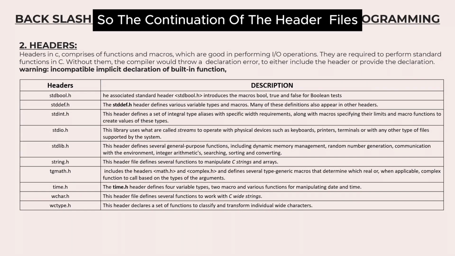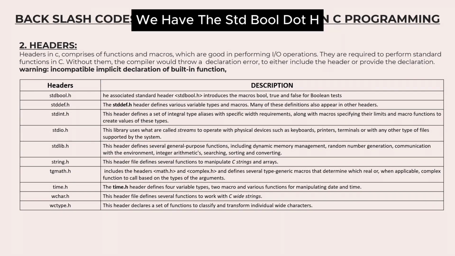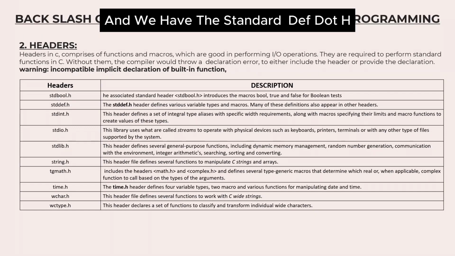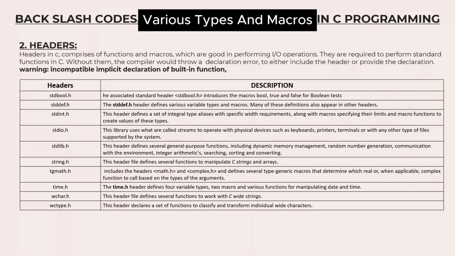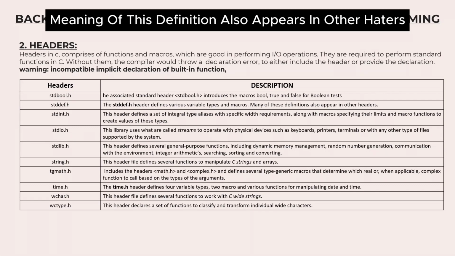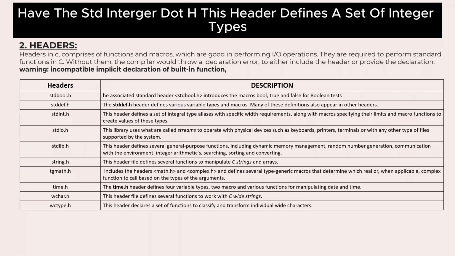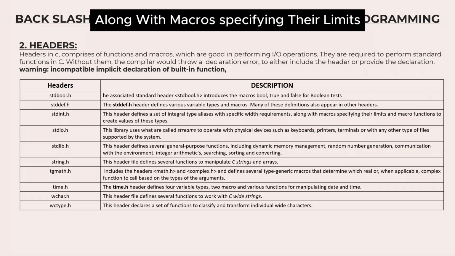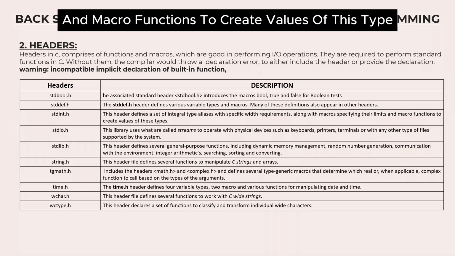So, continuing with the header files, we have the stdbool.h. It's associated with the bool type, true or false, or boolean tests. And we have stddef.h, various types and macros. Many of these definitions also appear in other headers. We have the stdint.h. This header defines a set of integer type aliases with specific width requirements, along with macros specifying their limits and macro functions to create values of this type.